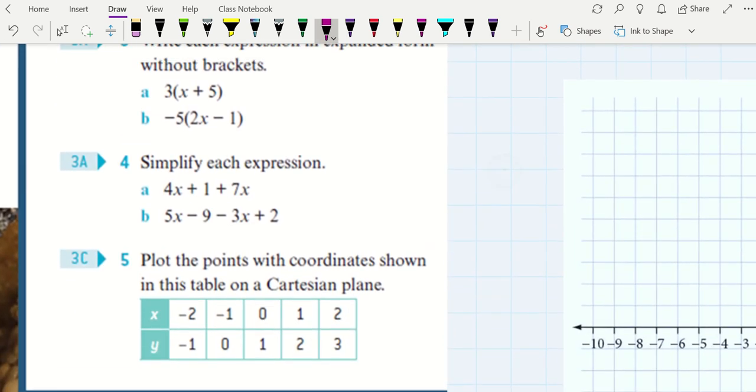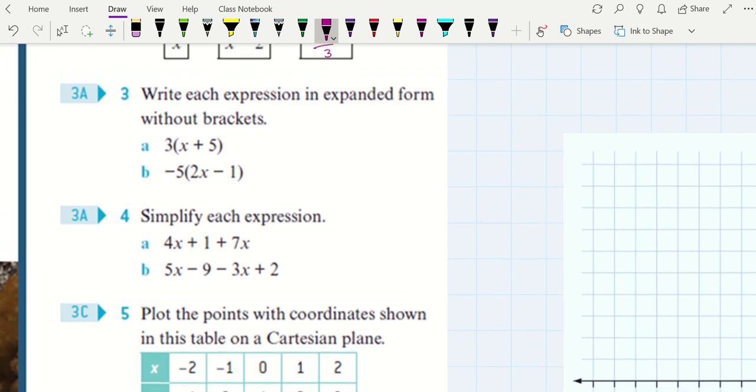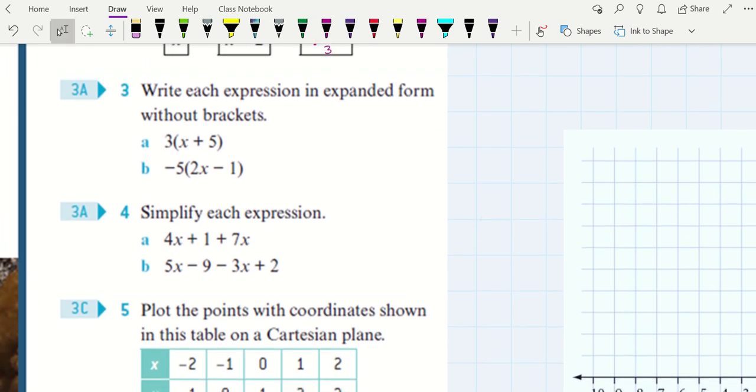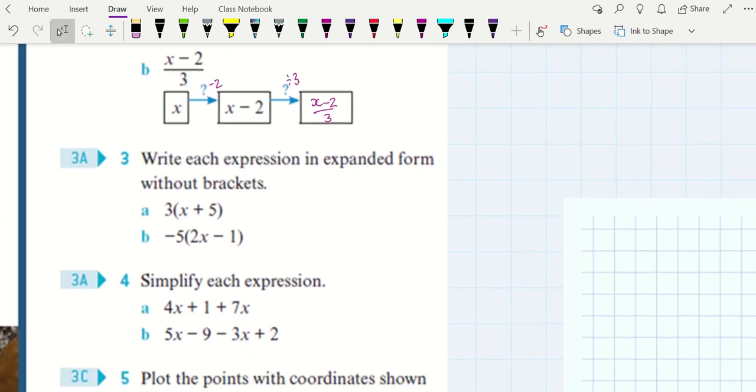Okay, let's simplify each of these expressions. So this is where we collect like terms. So question 4, 4x, I'm just going to rewrite it, collecting like terms as I go, and that's acceptable for you. Plus 1, it's meant to be a 1, and then I go, well, 4x plus 7x equals 11x plus 1, and that's simplified.